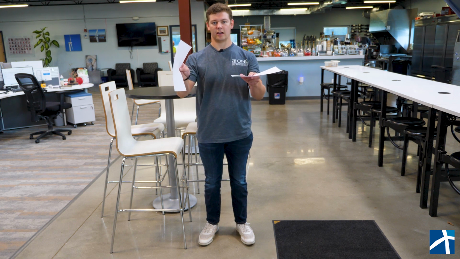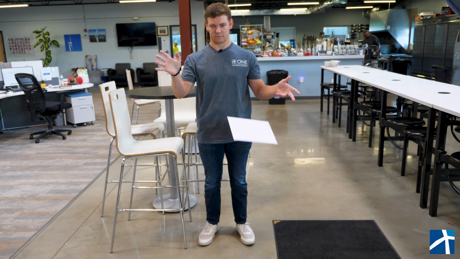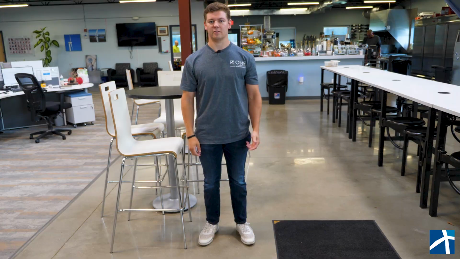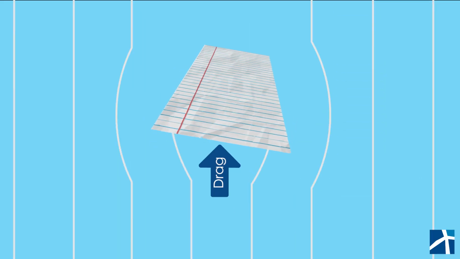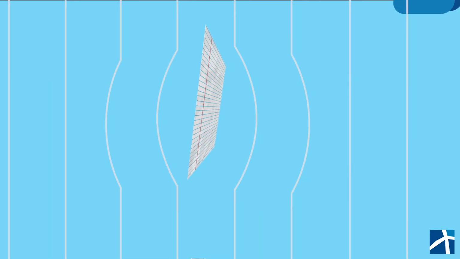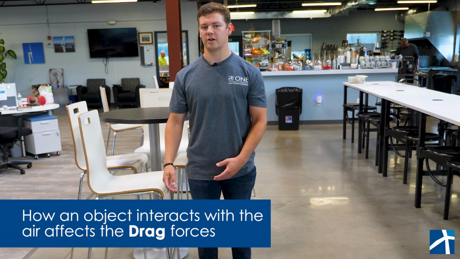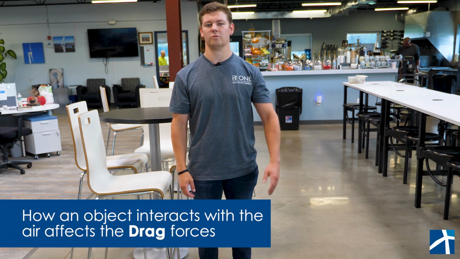Or, if I change the orientation of the paper, I can change the drag forces. Once again, the flat horizontal page has large amounts of drag because of its large surface, but the flat vertical page just cuts through the air with very little drag. All of the pages are identical, but how they interact with the air affects the drag forces and how quickly they move through the air.